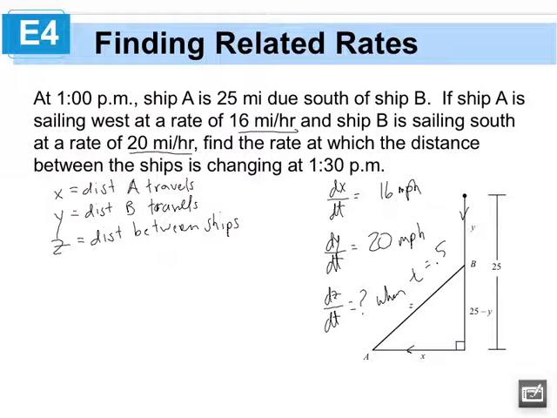Okie dokie. What next? Equation. And what would that equation be? z squared equals x squared plus (25 minus y) squared. That's a 5.